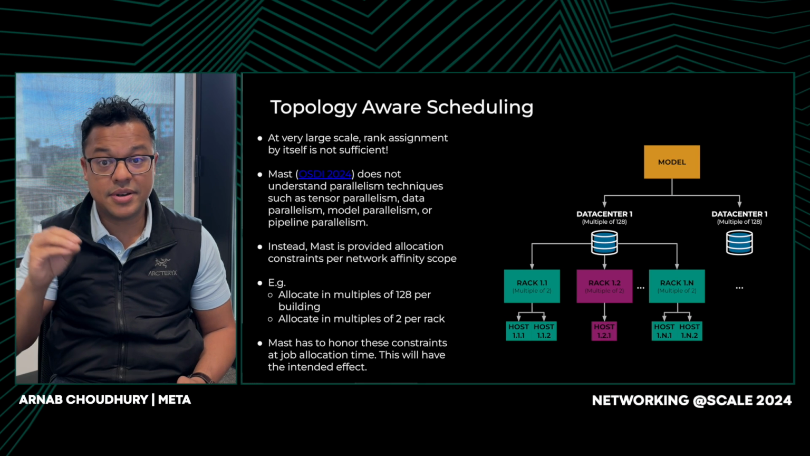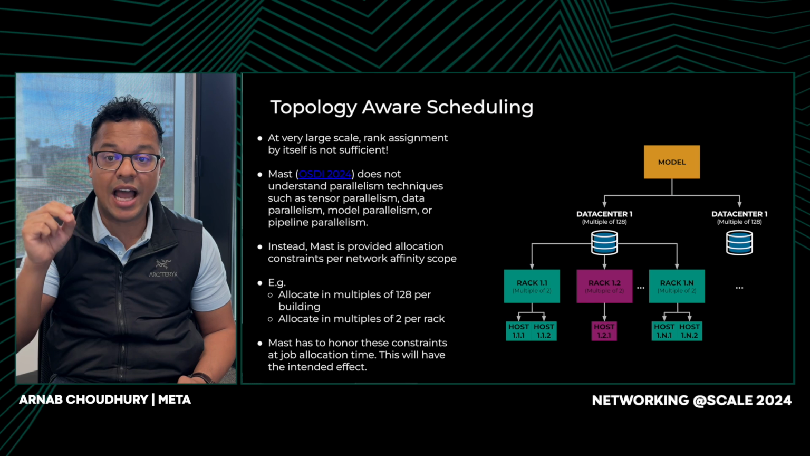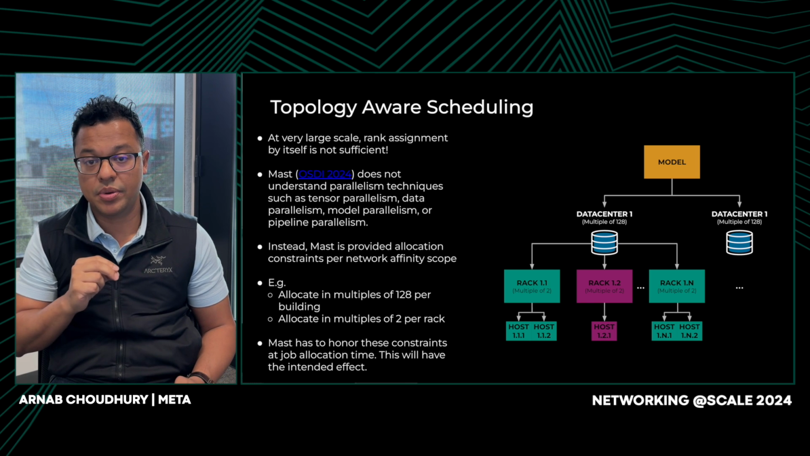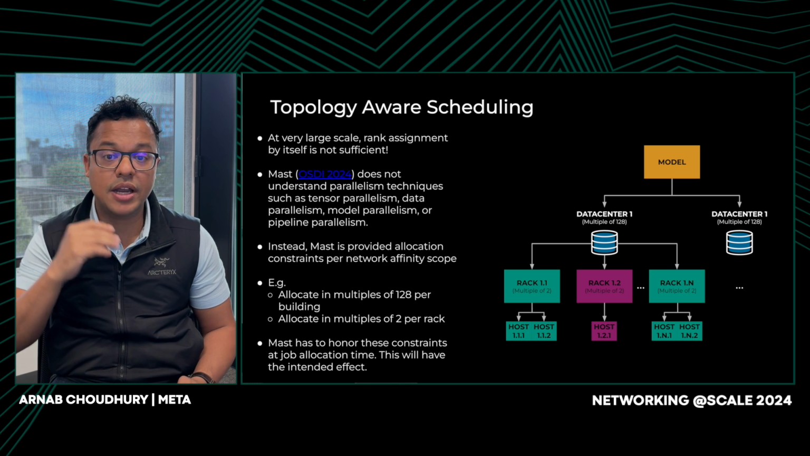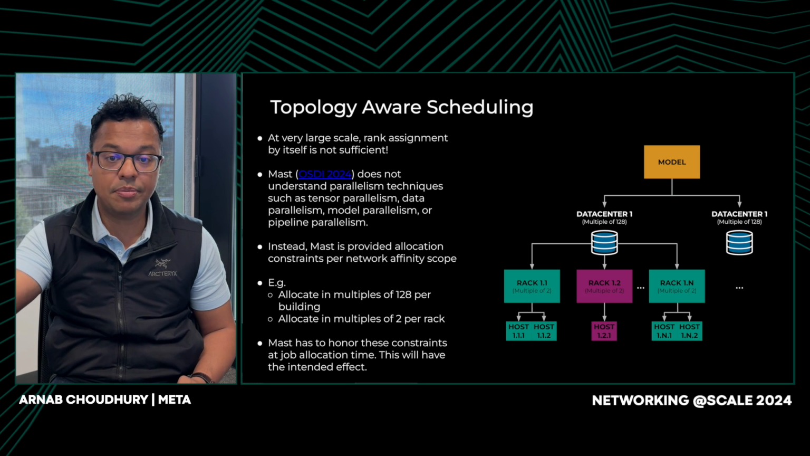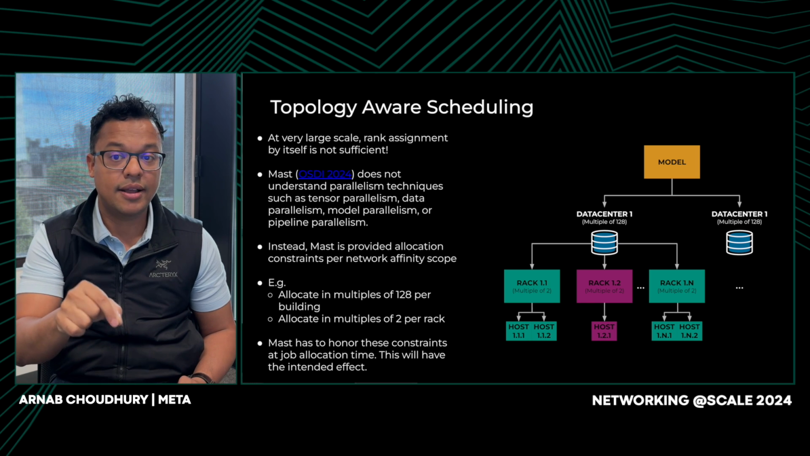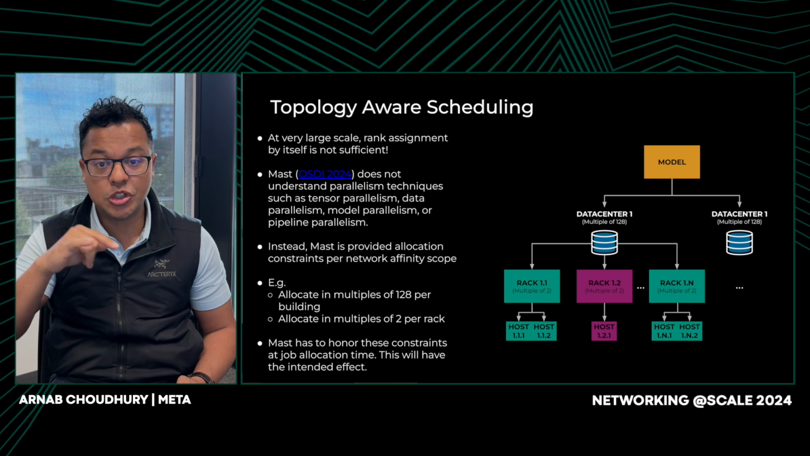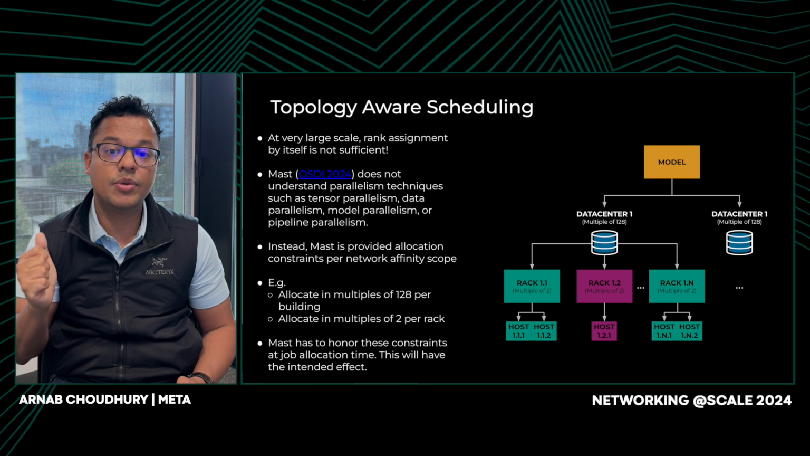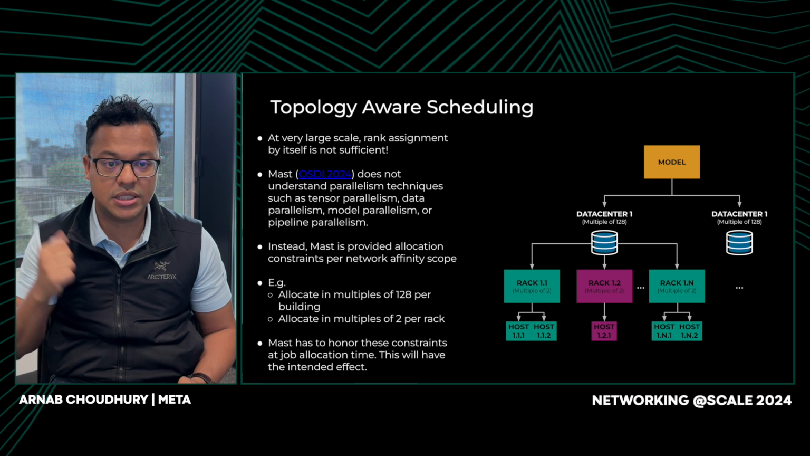The scheduling system doesn't understand these parallelism techniques. Instead, MAST is provided allocation constraints per network affinity scope. For example, allocate in multiples of 128 per building, or allocate in multiples of 2 per rack. MAST has to honor these constraints at job allocation time, and the training application will then know that, hey, I have these 2 hosts on the same rack, and thus I want to run tensor parallel only amongst these 2 hosts, and so on. By ensuring that the allocation constraints are honored, we will have the intended effect, and the various parallelism techniques can run well, and then we have the best ML training performance.